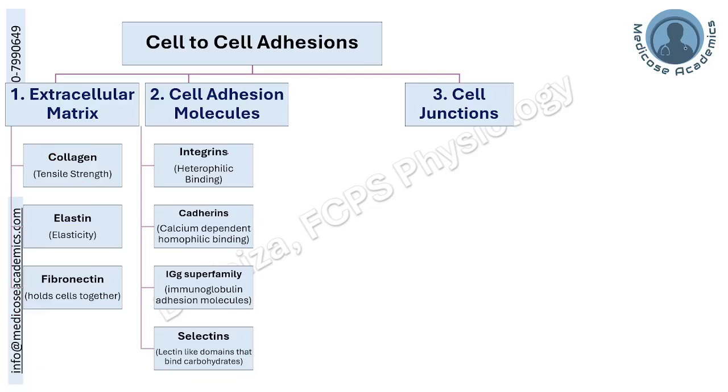Next are the cell adhesion molecules. These are present either in the cell membrane or on the intracellular surface, or are peripheral proteins, including integrins, cadherins, IgG superfamily, and selectins. Integrins are involved in heterophilic binding, for example from cell to the basal lamina. Cadherins are calcium dependent, C for calcium and C for cadherins, and are involved in homophilic binding, like two similar cells, two liver cells, two cardiac cells, two muscle cells joined to each other. IgG superfamily is the immunoglobulin superfamily, which is helping in adhesion. And selectins have lectin-like domains that can bind carbohydrates.